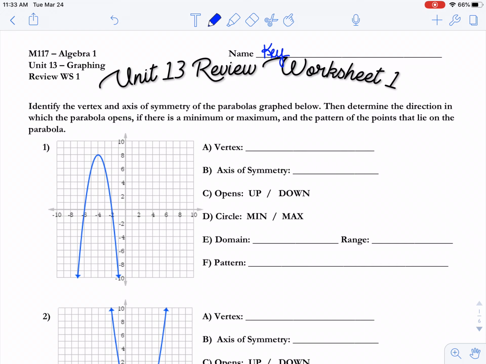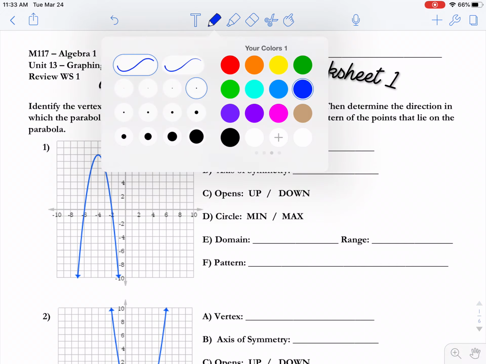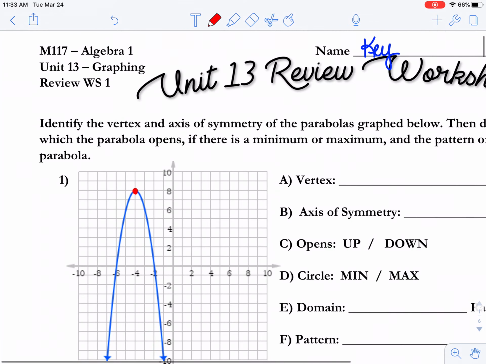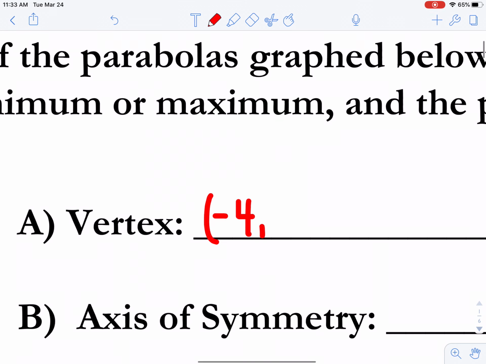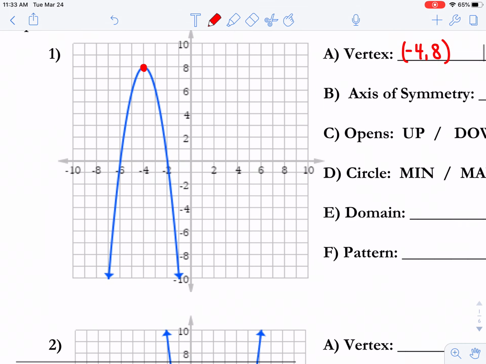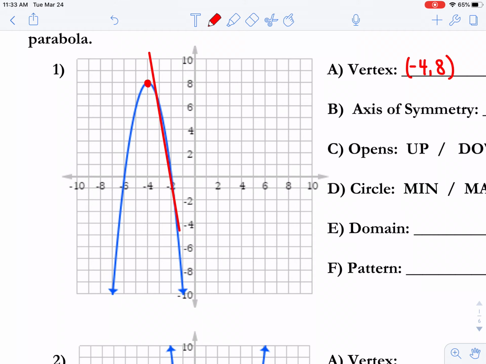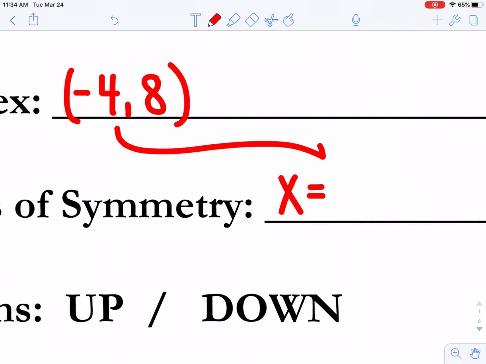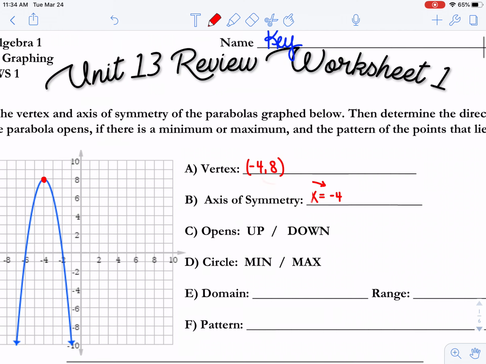Just as a quick warm-up, number 1, I think that you guys are probably experts at this point at identifying something like a vertex on a parabola. This one would be -4, 8, so I'm just looking for an ordered pair there. An axis of symmetry cuts the parabola in half. It's a vertical line, so we're going to do x equals, and it always is going to match the x value of the vertex. So x equals -4.